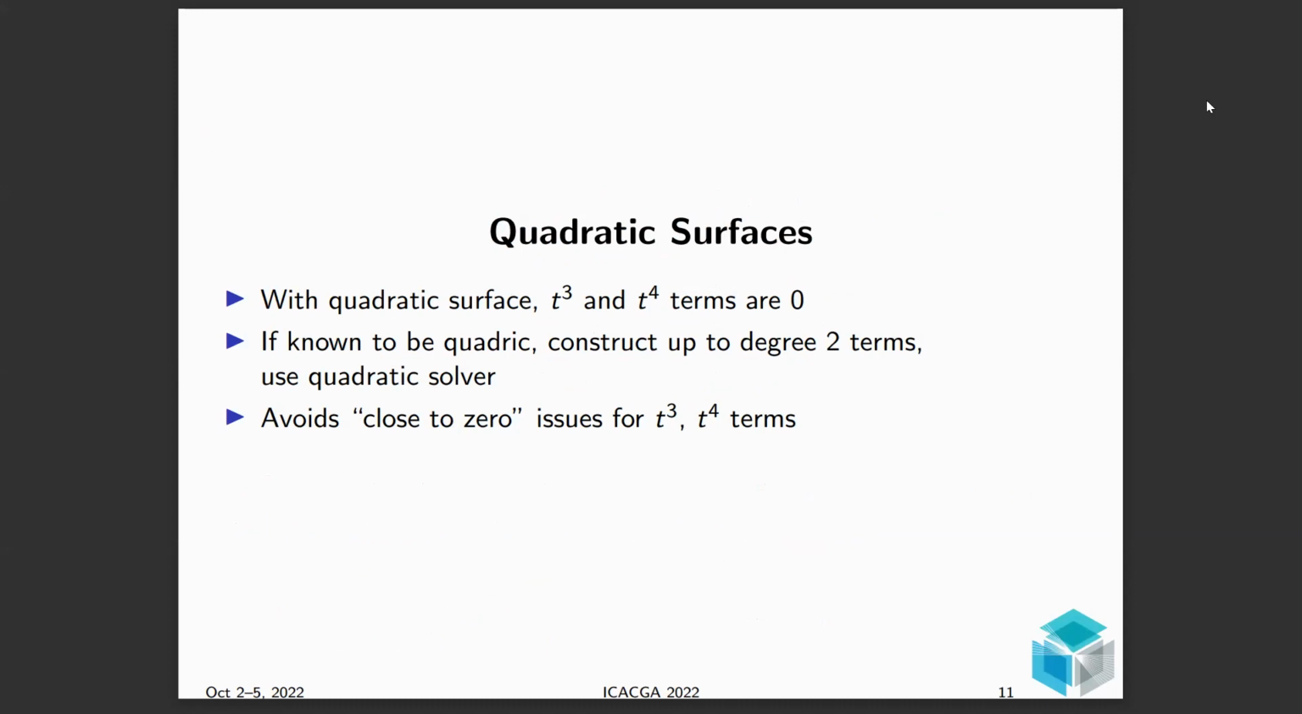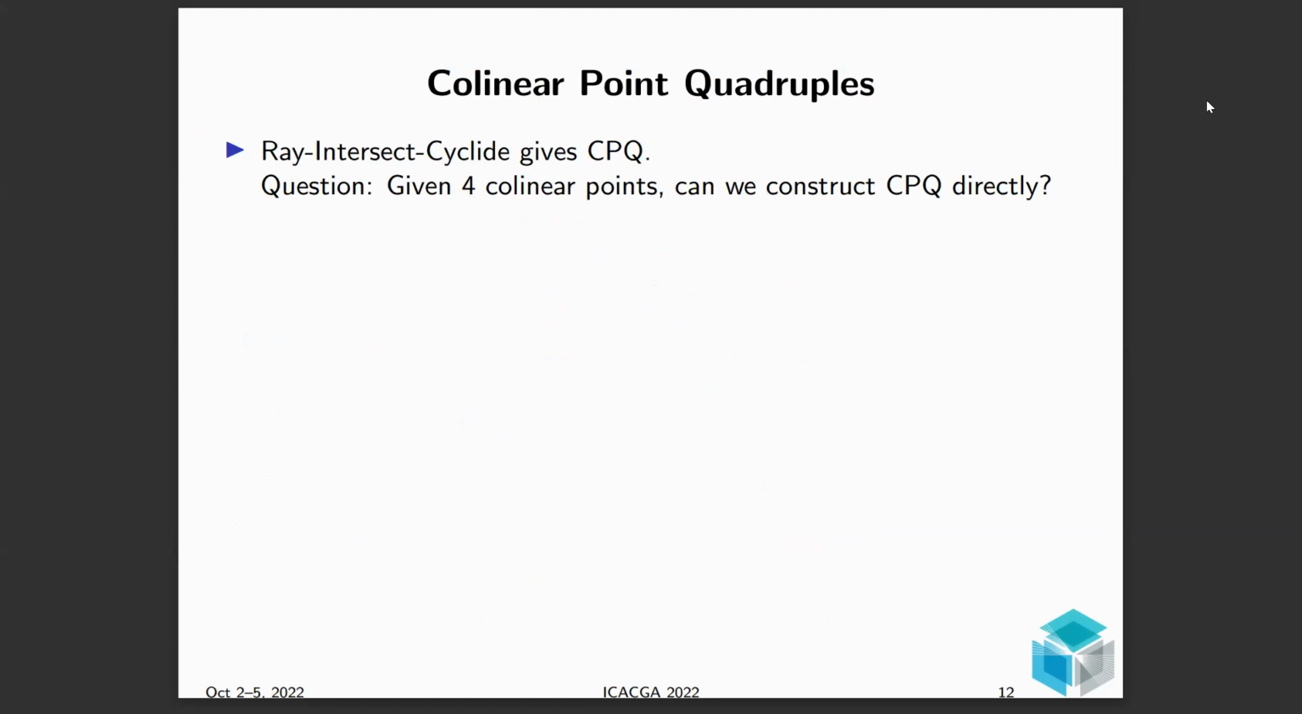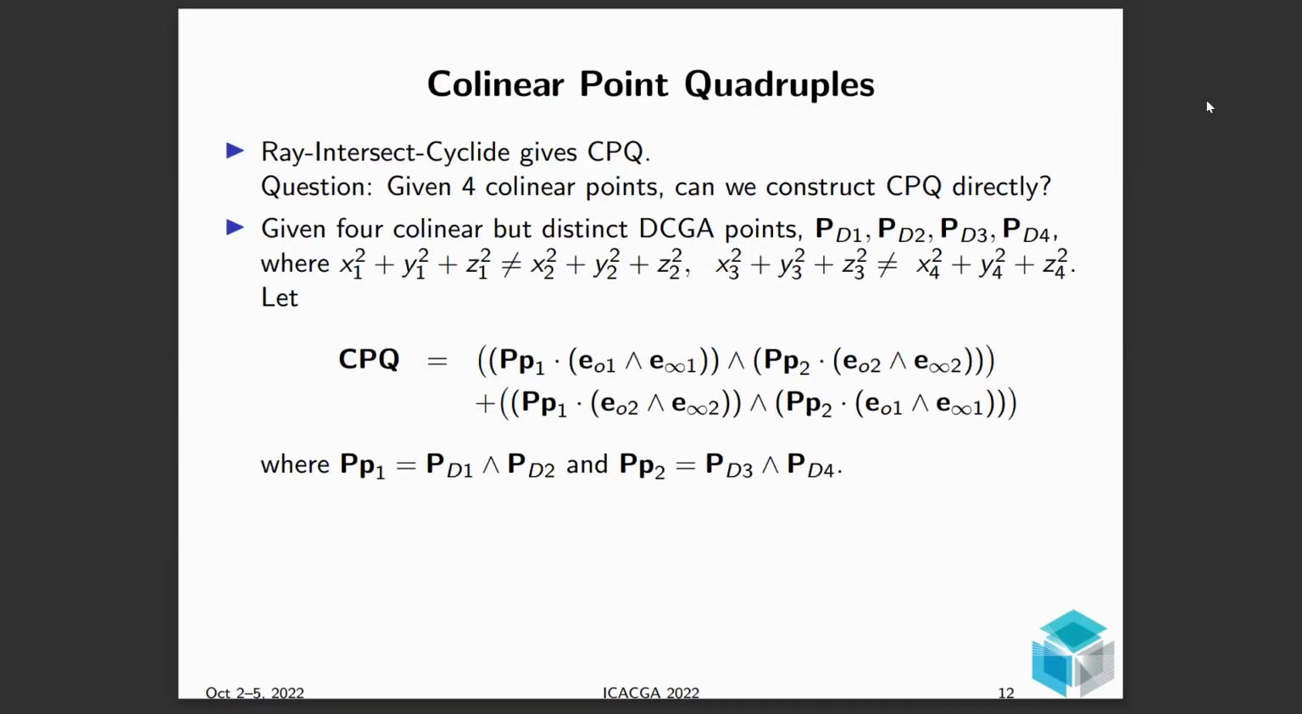So that was fairly straightforward, but we decided to look a little bit more at the collinear point quadruples. If we do ray intersect cyclide, that's what we get back, assuming that the ray hits the cyclide. But we decided to ask the other question. Suppose I have 4 collinear points. Can I construct that collinear point quadruple directly? I mean, we didn't want to take our 4 points, construct a torus that those 4 points lie on, and then intersect them. That'd just be crazy. So we derived an equation.